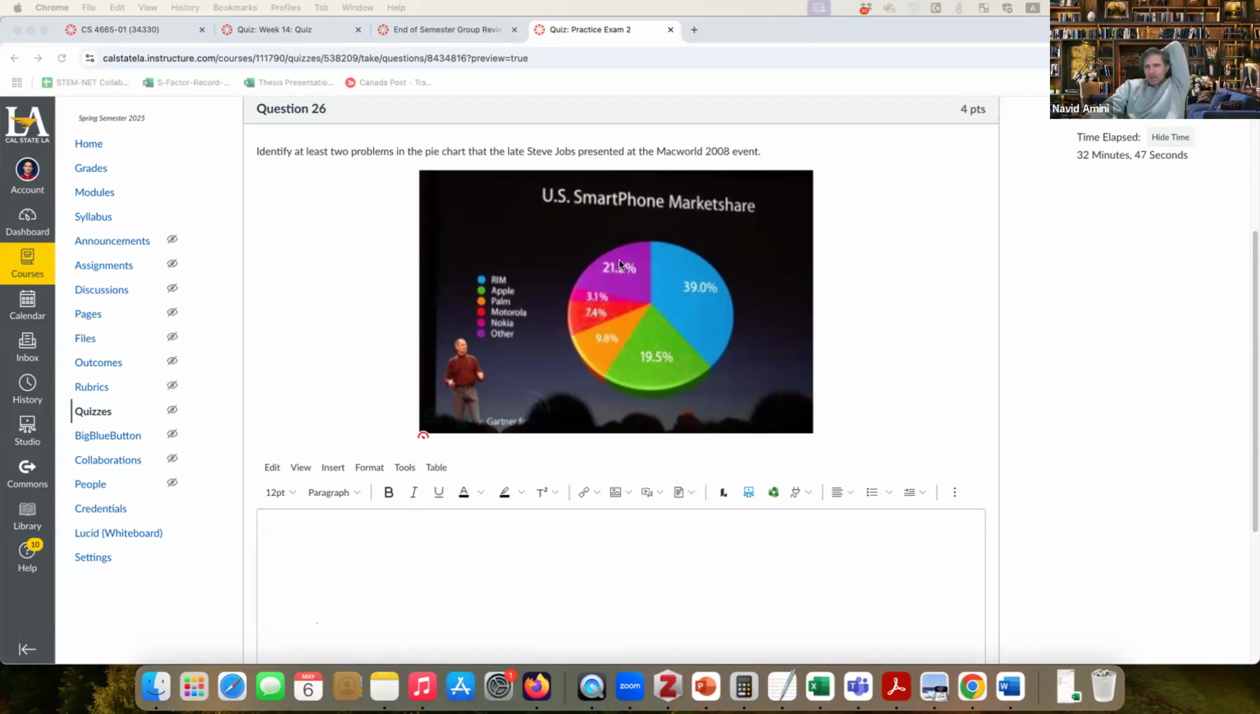So we went over 4 problems with this, 2 of them related, but the largest problem was the fact that this is a 3D pie chart. 3D pie charts are not recommended, they are bad. And in this specific example, it's a deceiving pie chart in the sense that it shows Apple's share way larger than it was.